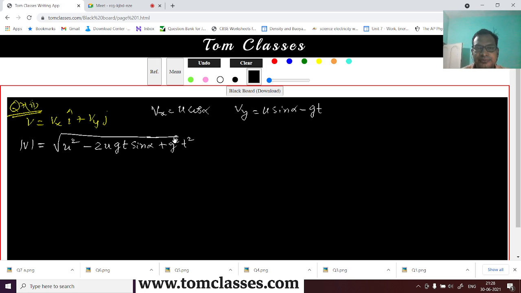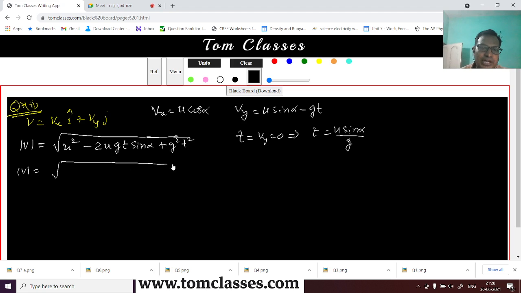It is like this. And what is time? So time, you can say, to reach the maximum height. Okay, so this time is going to be what? When Vy is 0. So time for Vy equal to 0 is nothing but u sine alpha upon g, right? If I plug in this particular value, what will be the magnitude?